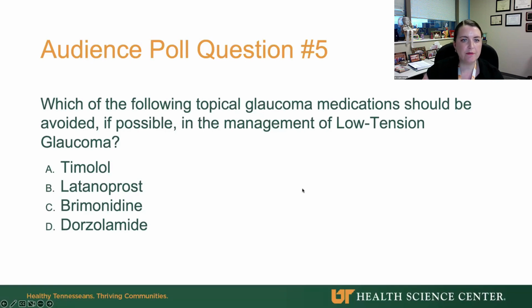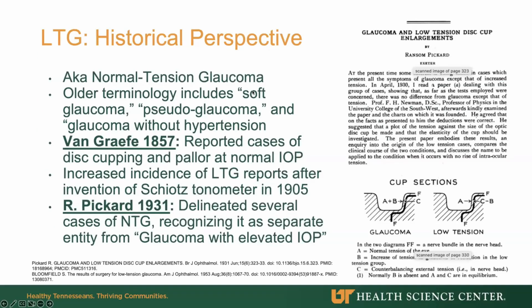Last question: which of the following topical glaucoma medications should be avoided, if possible, in the management of low tension glaucoma? A, timolol, B, latanoprost, C, brimonidine, or D, dorzolamide? Okay, pretty split responses. I like seeing this because it gives me an opportunity to educate our audience. So we're going to move on to the lecture portion.